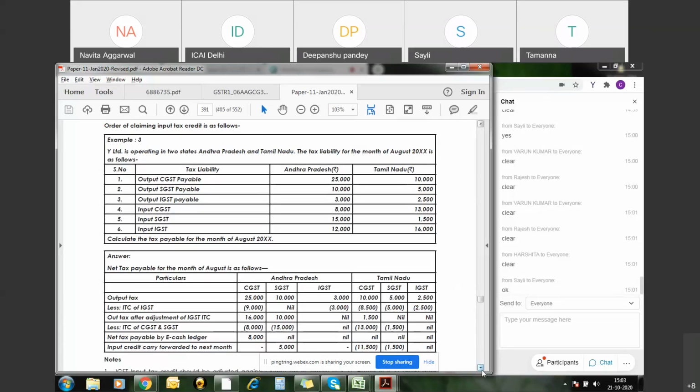So tell me one question. Is the ITC available in Andhra Pradesh utilized to set off liability under Tamil Nadu? No, because under GST there is statewise registration. You have to file statewise returns. So interstate there is no adjustment allowed under law. So in this example, one note you are taking is no interstate adjustments of ITC. Okay, so you have to do it separately.